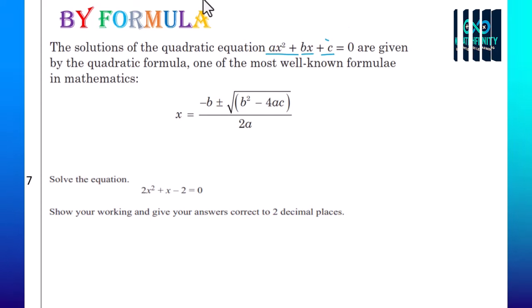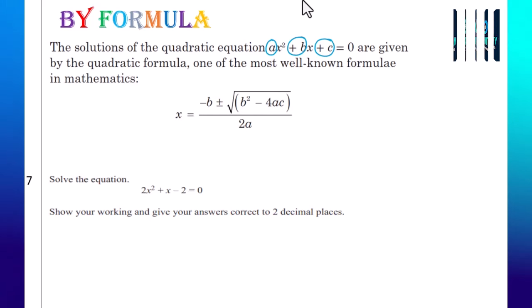What are a, b, c? For the formula, we need the coefficient of x square, the coefficient of x with sign, and the constant number. So two coefficients and the constant number. The values of a, b, c we need to find first to substitute in the formula, and then we will be able to find the values of x.